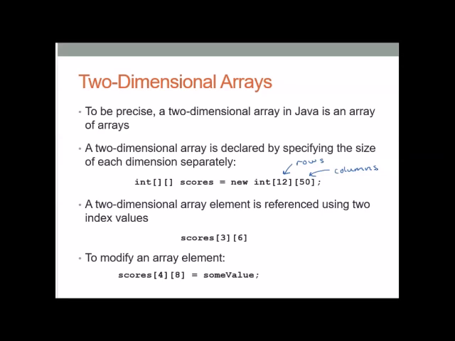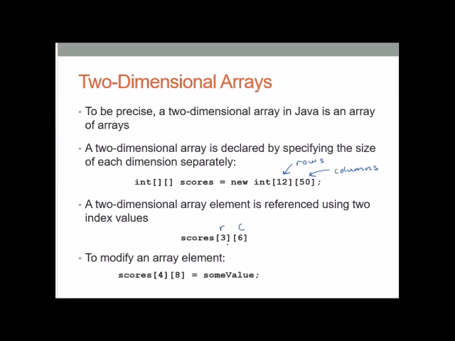A two-dimensional array of elements is referenced using two index values. So we have an index which deals with the row, and then an index which deals with the column. Or really it's the index of which row number there is. So bracket 3 would be the fourth row, and then bracket 6 would be the seventh column. So fourth row, seventh column.